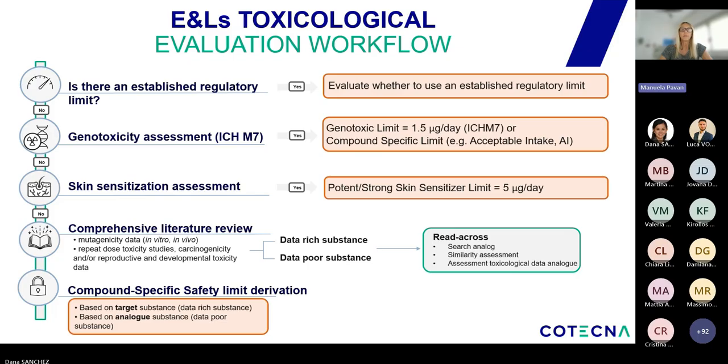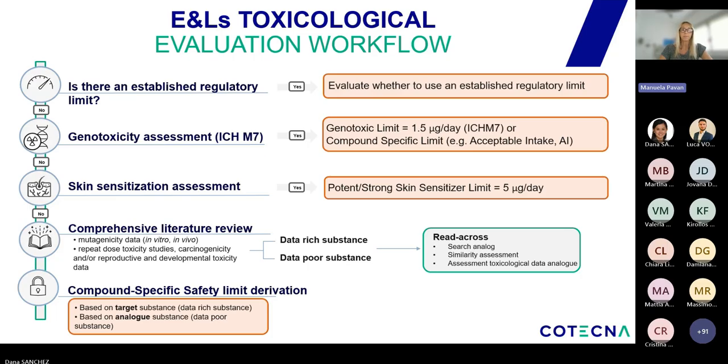If no regulatory limit is available, the evaluation then starts with assessment of genotoxicity. This is always the key endpoint that is assessed, following the principles outlined in the ICH M7 guideline. And if the compound is found to be genotoxic, either experimentally or computationally, then the default limit is set to 1.5 micrograms per day, in line with the M7 guideline. However, compound-specific limits may also be derived. For example, in case carcinogenicity data are available for that substance, an acceptable intake may be established based on those specific data.